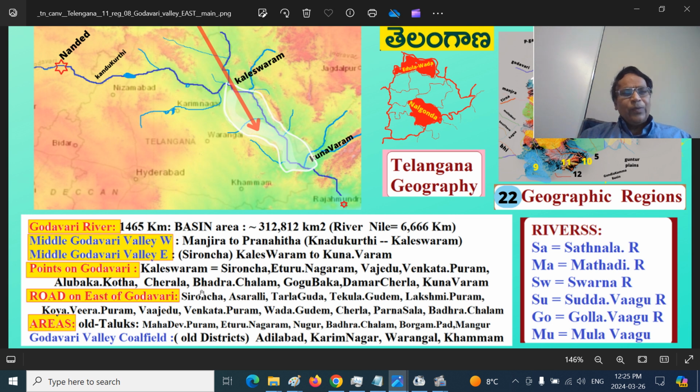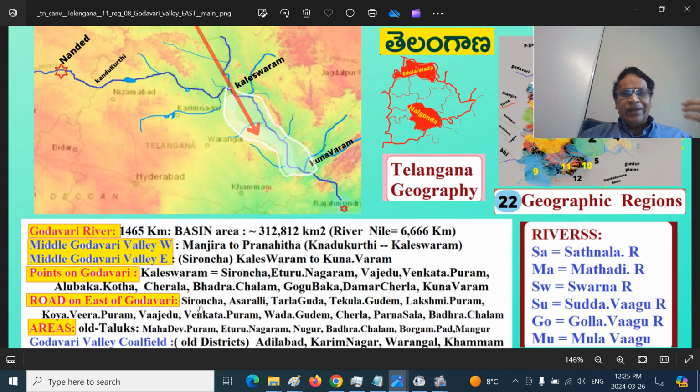So old historical taluks of this area, and we can see these are the Mahadevapuram, Yeturu Nagaram, Nuguru, Bhadrachalam, Burgampad or Burgampahad, and Manuguru. This entire area that is along the Godavari River is very famous for coal fields, collieries. That is the old districts of Adilabad, north of Godavari River, and Karimnagar district, Warangal, Khammam district. These are the Godavari Valley coal fields.